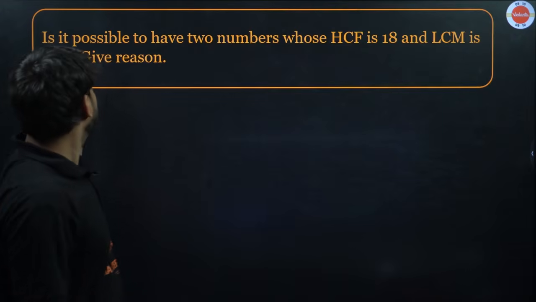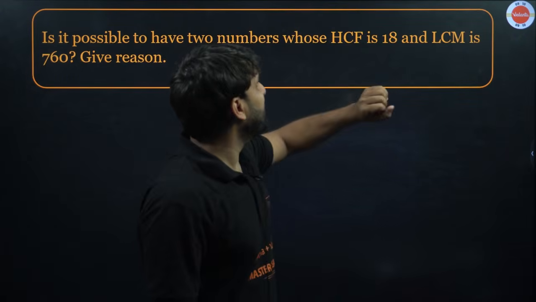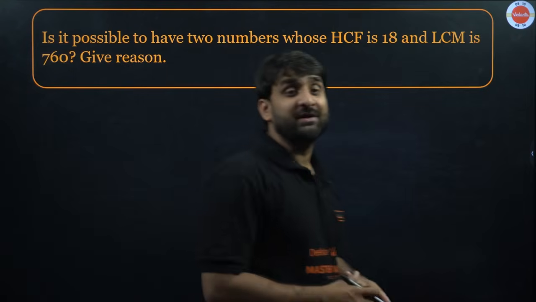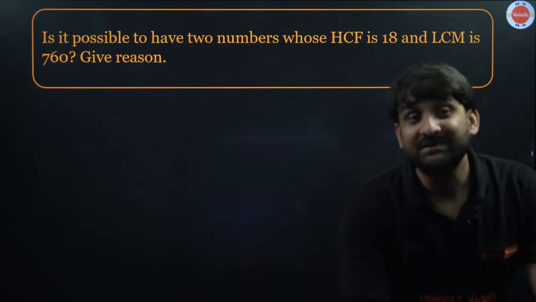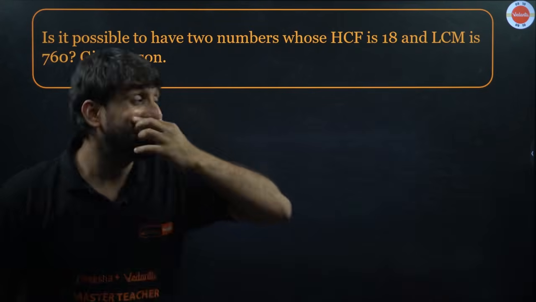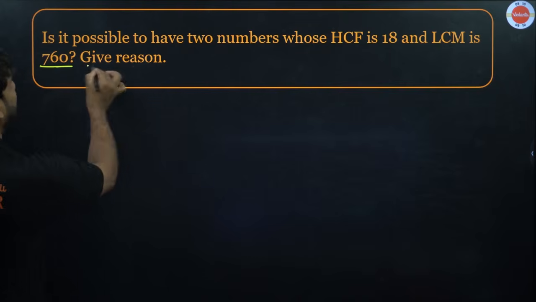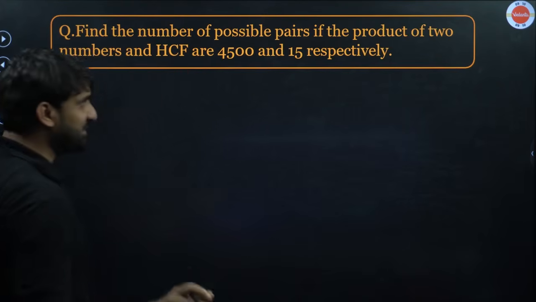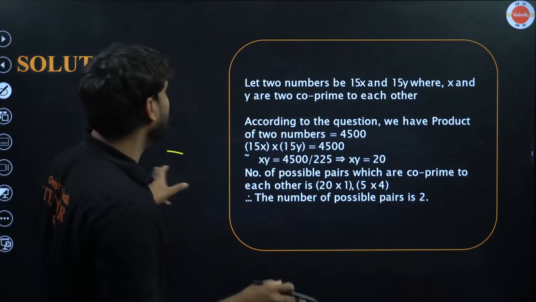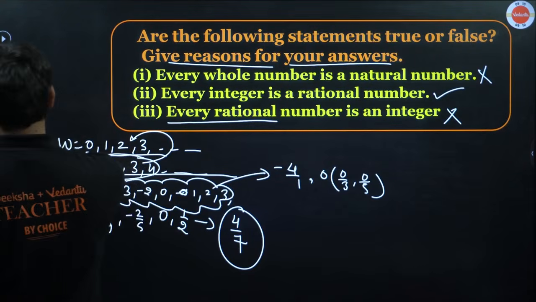Next question. Is it possible to have two numbers whose HCF is 18 and LCM is 760? Give reason. So the question is, is it possible that there will be two numbers whose HCF is 18 and LCM will be 760? Is it possible? So give reason. We have to check. So my dear champion, check it once. How we can find out?